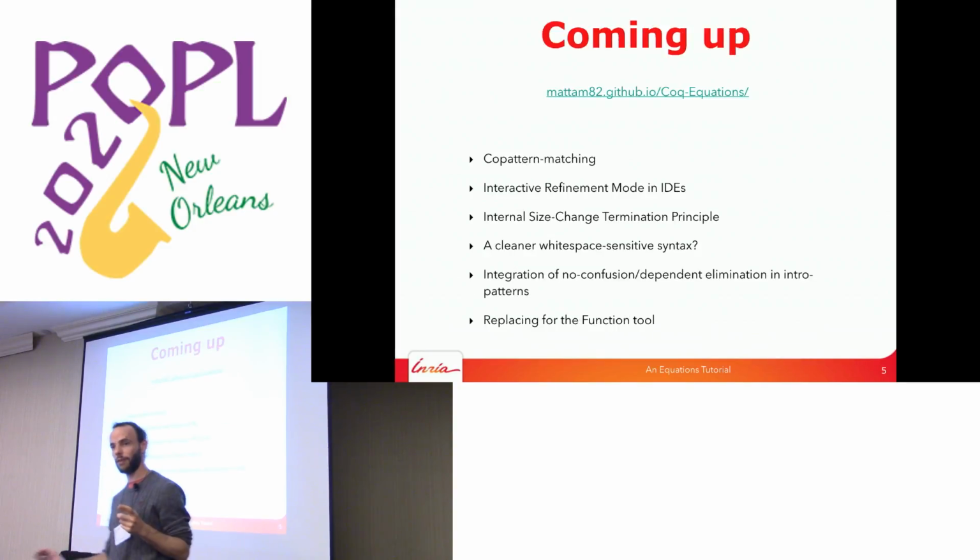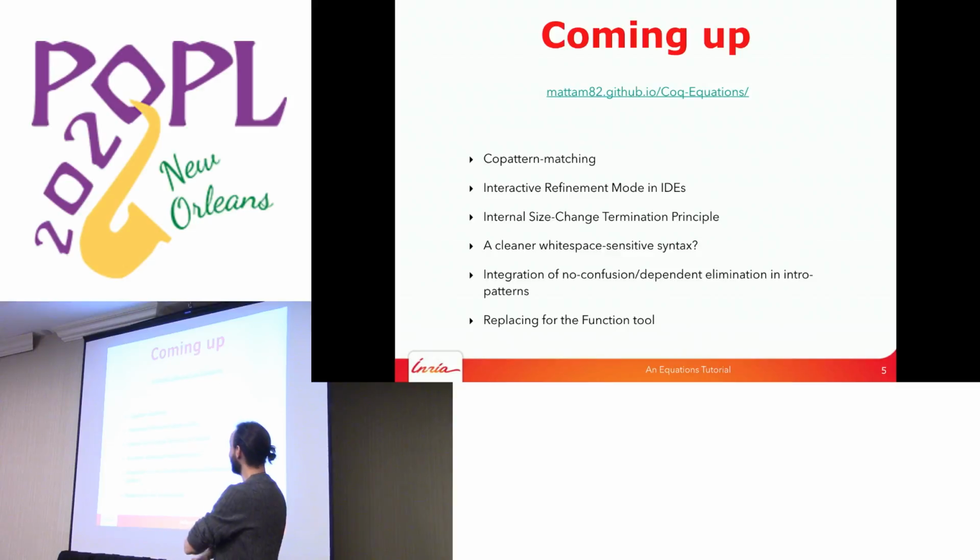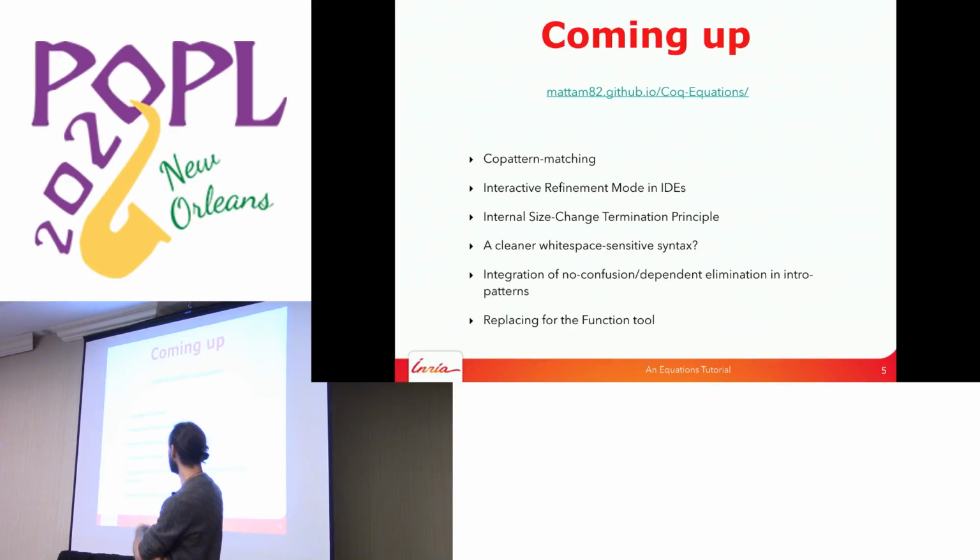And just, if I have time, on perspective, there are many extensions that we would like to do on Equations. One obvious one is adding co-pattern matching. Right now it's only pattern matching on inductive data types. We would like co-pattern matching for defining cofixpoints. Something that is really missing is an interactive refinement mode, like Agda or Lean have inside IDEs, to be able to write these dependent type programs in an incremental way, which is really necessary.